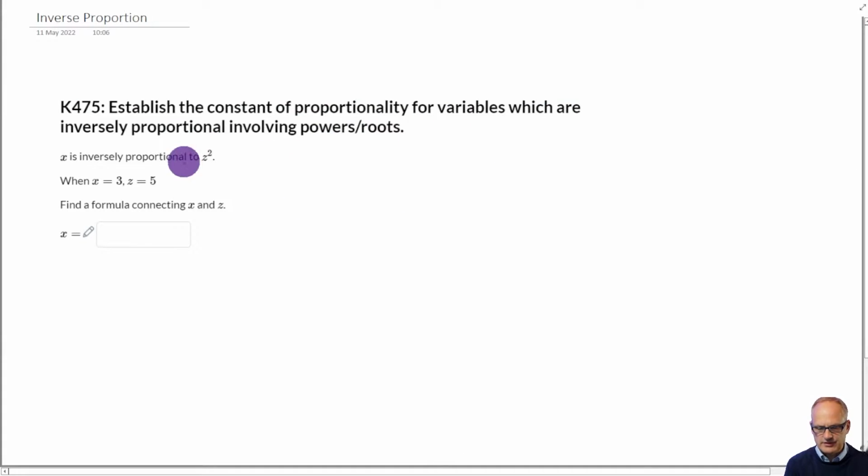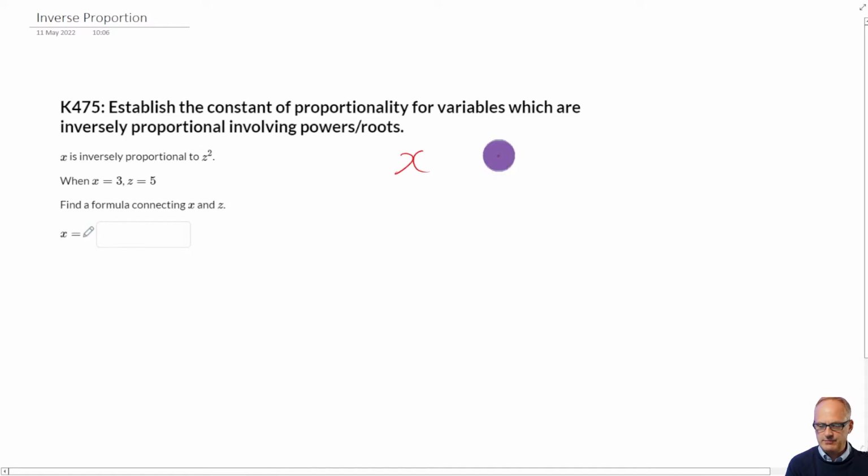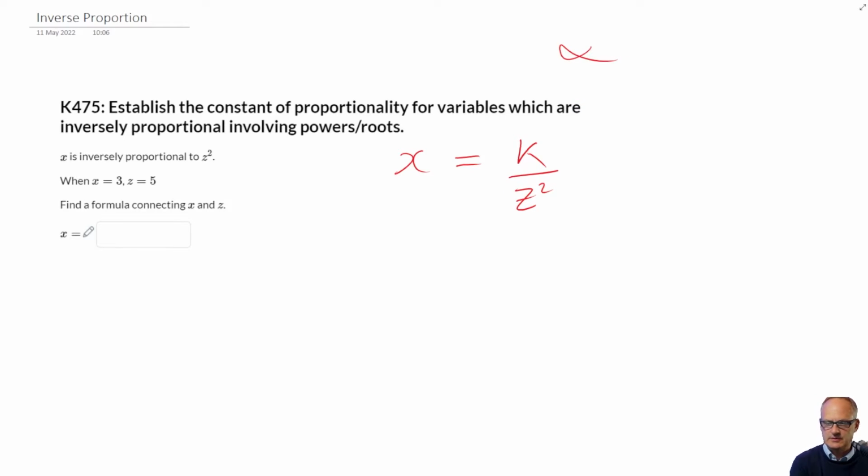Okay, our next question is doing similarly what we did in direct proportion, where we now have to look at things being inversely proportional to other functions. So we're going to do z squared here. So I'm going to miss out the proportion symbol now and just go into x equals k over z squared. Just a shortcut of all those ideas that we had before.